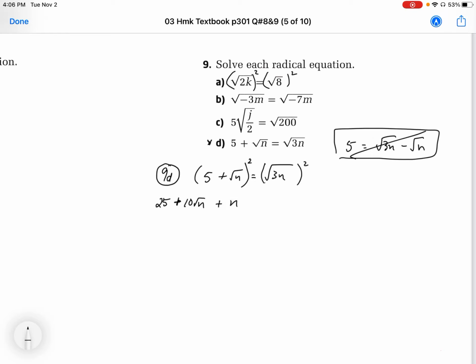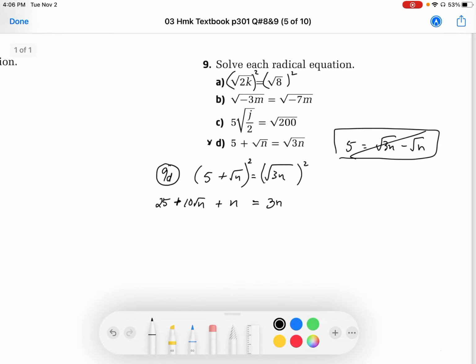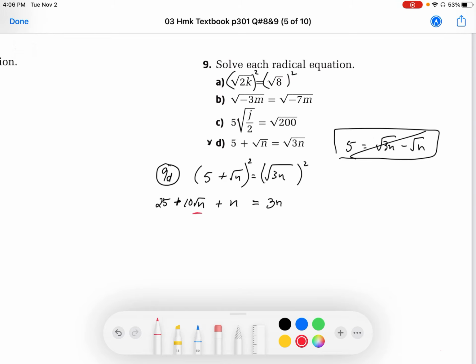Squaring the root n gives me just n, and on this side I have 3n. So now I've gotten rid of the original square roots, but I'm left with this extra root n. Now this is a problem, but we can still isolate that root n, and then we can eliminate the radical. We can get rid of the radical by squaring both sides. So this is what we're going to do. We first isolated one radical, squared it, we generated an extra radical term, and now we solve for that extra radical term.